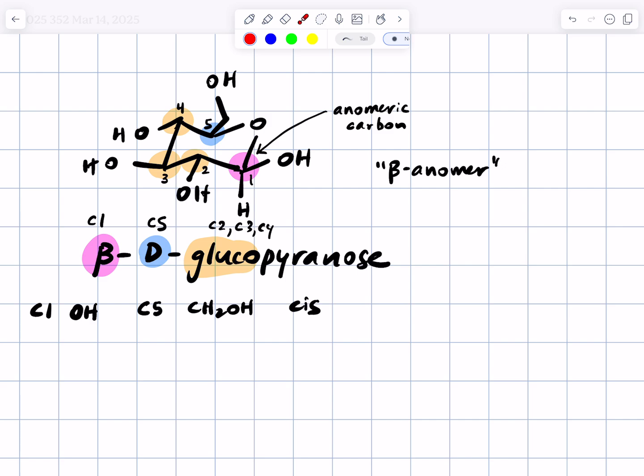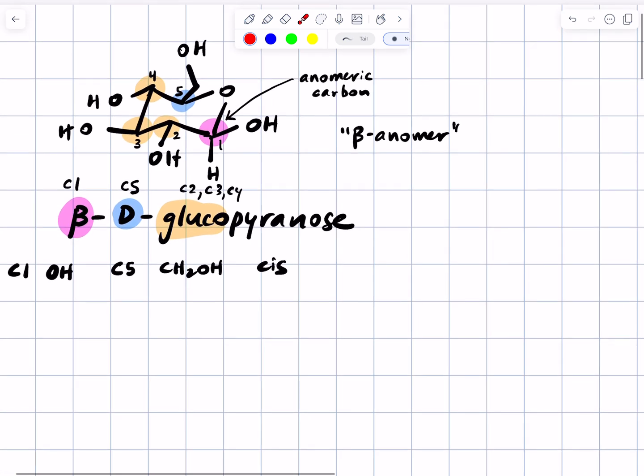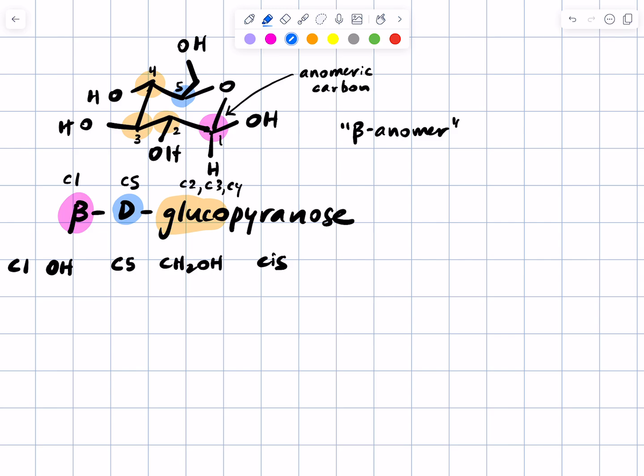You guys remember what equatorial versus axial is? You remember what up versus down is on a six-membered ring? So you're okay that this is an equatorial OH group, but it's pointing down. This one's equatorial, that's pointing up. Okay, good. And then the -ose here tells you that the molecule is a carbohydrate. That is the suffix that's appropriate for carbohydrates.